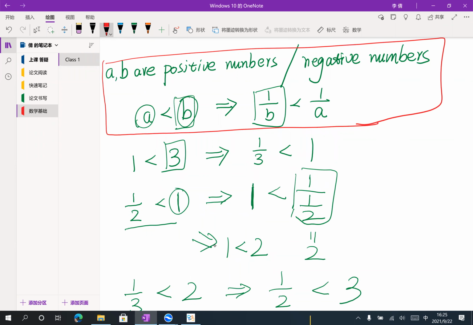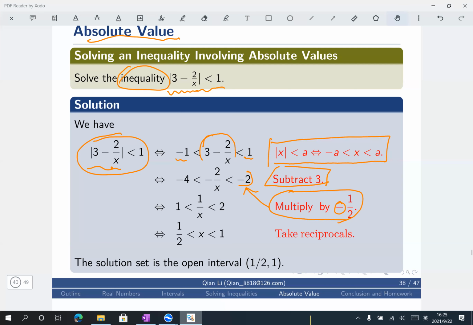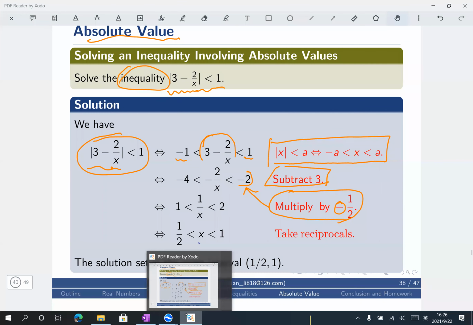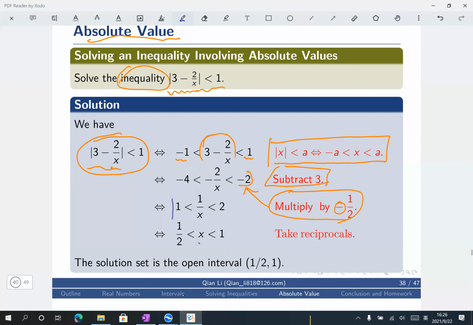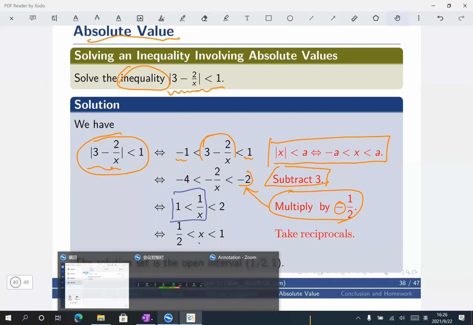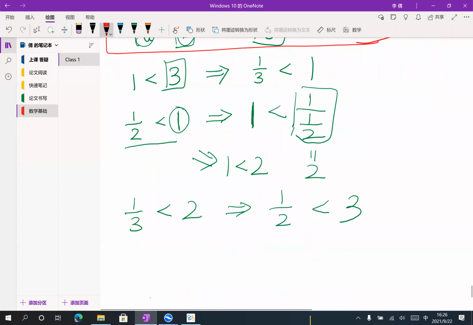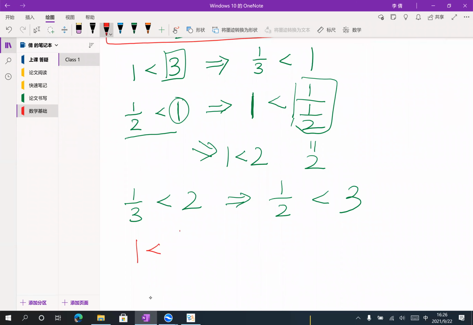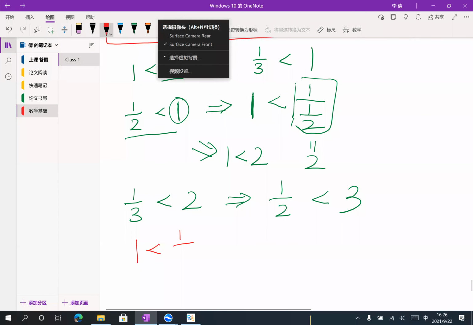If you understand this property, you can get the last step of this one. Let's see, 1 is smaller than 1 over x, right? Yes. Let's see 1 is smaller than 1 over x. Wait a moment.